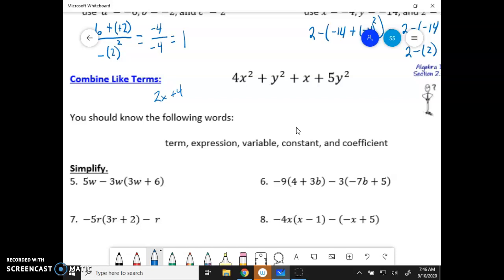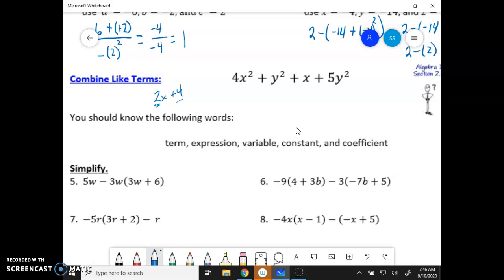A constant is, so in this example, your 4 is your constant, your number by itself without a variable. And then the coefficient is the number in front of the variable. So in this expression right here, 2 is the coefficient. 4 is the constant. Okay? All right, moving on.